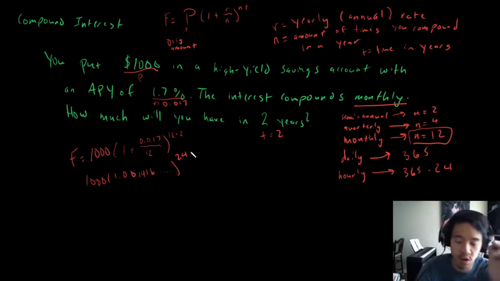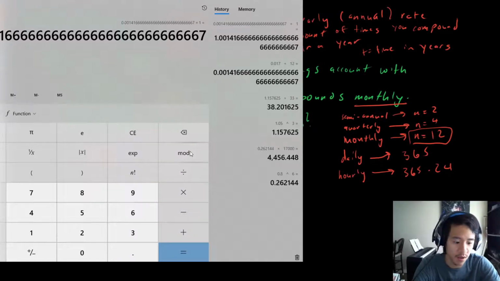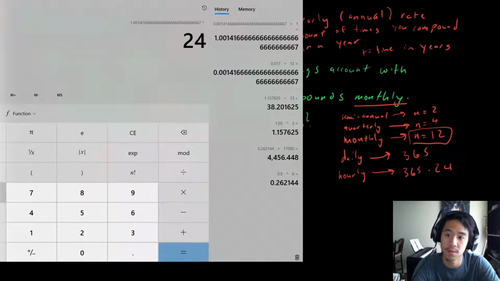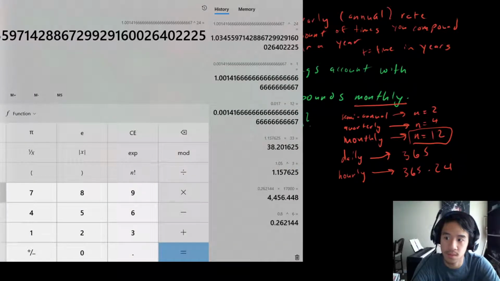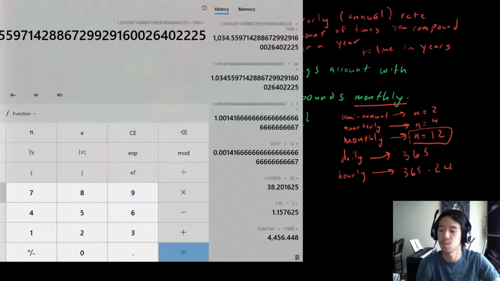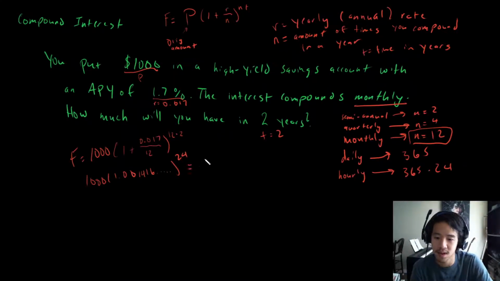So next, what you don't want to do is round, because when you're talking about money, people will take every penny from you if they can. So don't round until the end. We're going to take this number and then we're going to raise it to the 24 power. All right. And then we're going to multiply this by our principal, 1,000. And we are at $1,034.56. You know what? Not bad. That's really good.